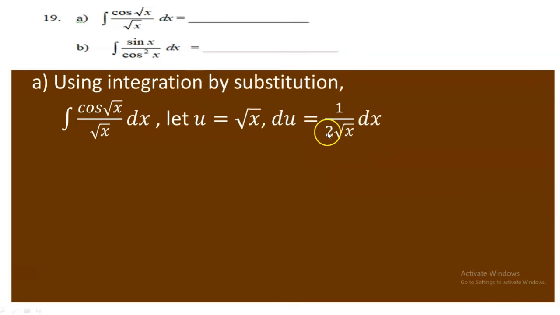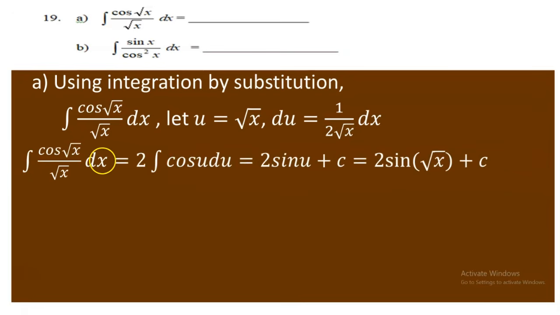So, clearly, if you bring 2 here, 2 du can come, but 1 over radical x dx is available here. So, we can now totally write this expression of x in terms of u. Look, here it is. Cos is written as you see, but in place of radical x, u is used. And here, 1 over radical x dx is 2 times du, so 2 is written out, and the du follows.